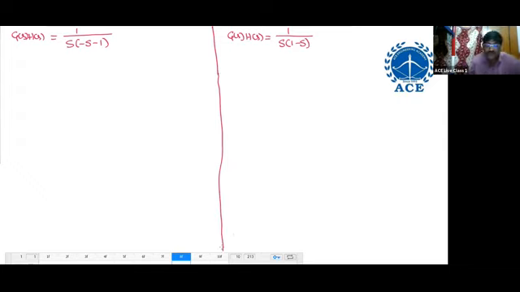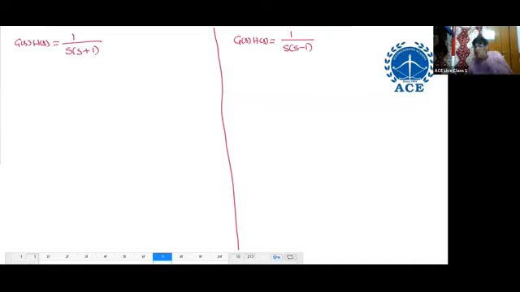Come on, solve these 4 problems. First one is already solved. Again solve it. Come on, do it.